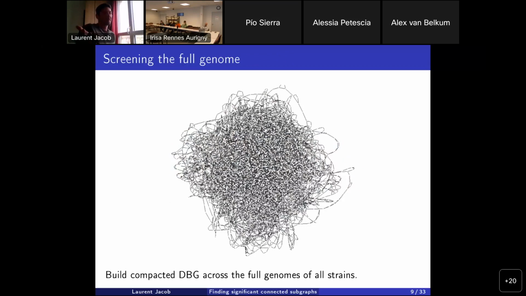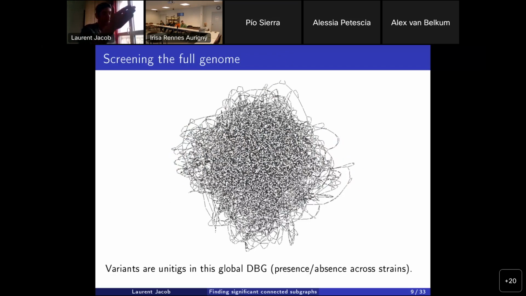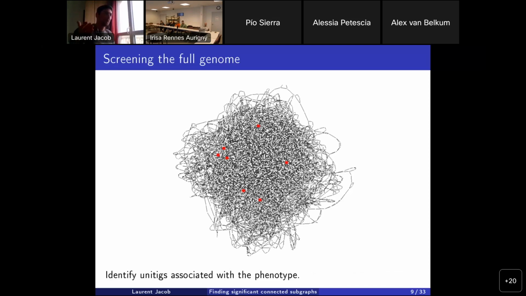This is the idea. If you build the de Bruijn graph on all the k-mers that are present in the genomes of the strains in your panel, you get a big ball like this. So it's not like the small cartoon I had before. You cannot really inspect it k-mer by k-mer. It's way too big. So remember that the variants we are going to test are the unitigs in this global de Bruijn graph, so presence or absence of a short sequence in the genome. And we're going to test all of them.